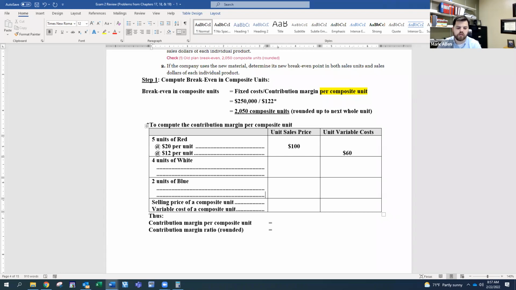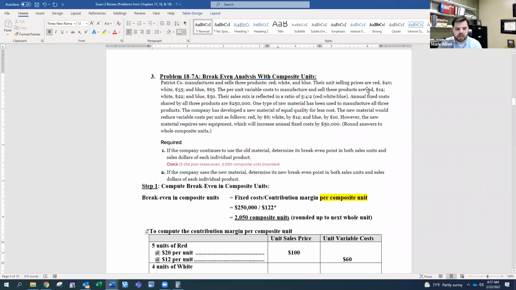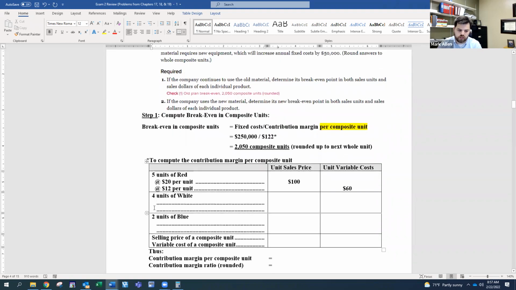Now we're going to do the same thing for white. For white, we were told back in the reading that white sells at a price of $35, and then it has a variable cost of $22. So here we go, at $35 per unit. And here we've got $22 per unit. 35 times 4 is $140. So we'll just drop that in. And of course, 22 times 4 is $88.